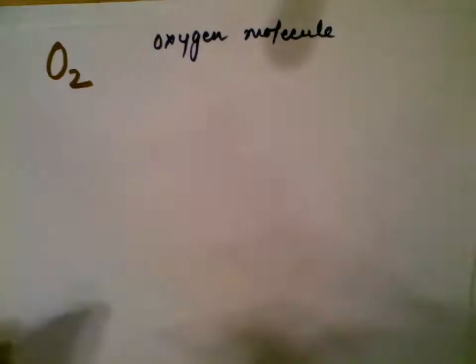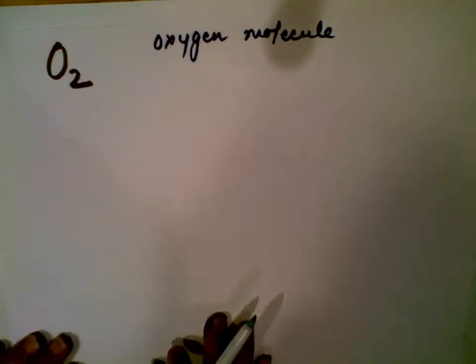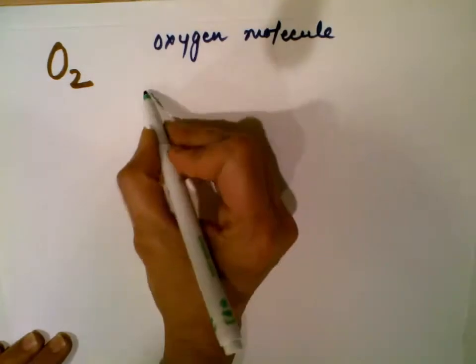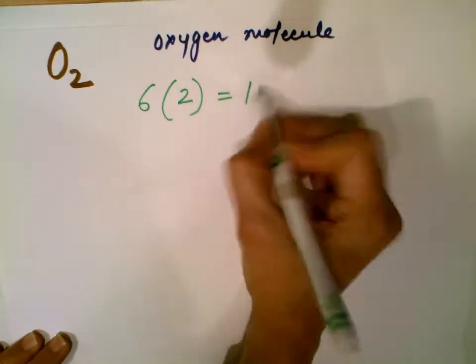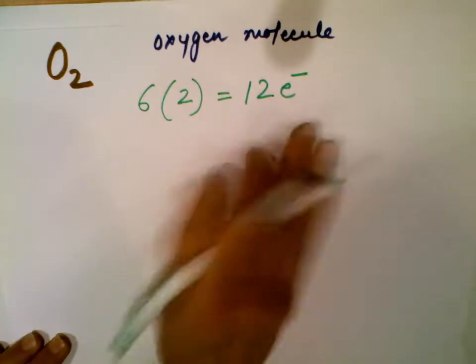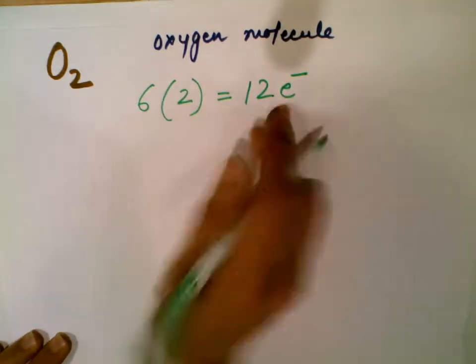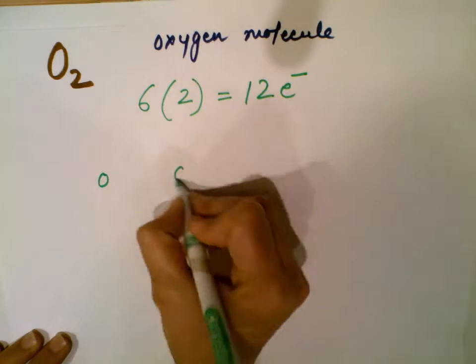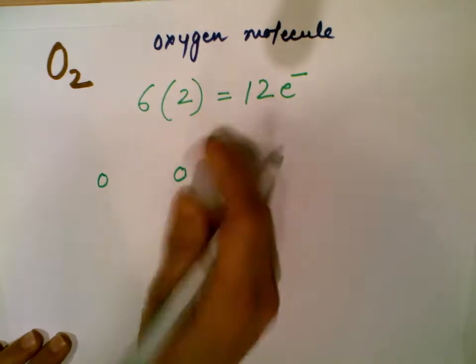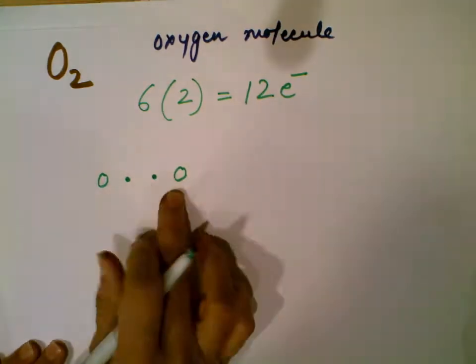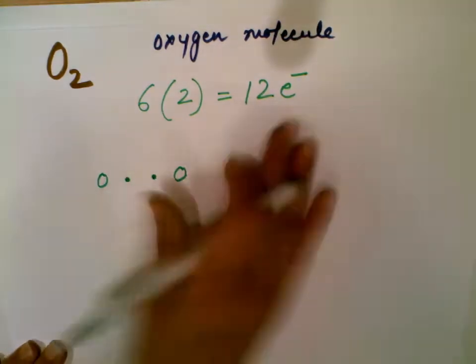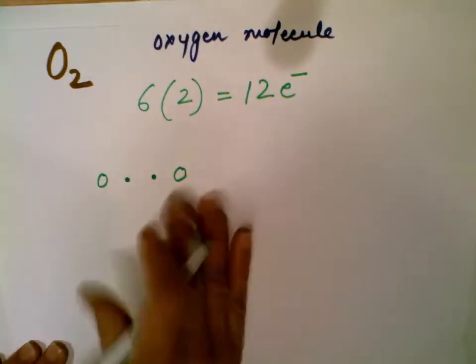Okay, let's go to the next one. Oxygen molecule. Let's see how the oxygen molecule is different from the hydrogen molecule. Valence electrons for oxygen is 6, and it is 2 atoms, so you're going to multiply by 2, and we have to distribute now these 12 electrons between the 2 oxygens. So these are my 2 oxygens. Remember, we talked about having at least 2 electrons in the middle to make a single bond. Now whatever is left over, the 10 electrons, we are going to divide between them.